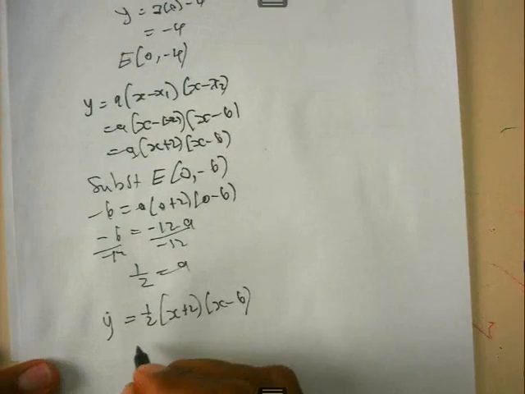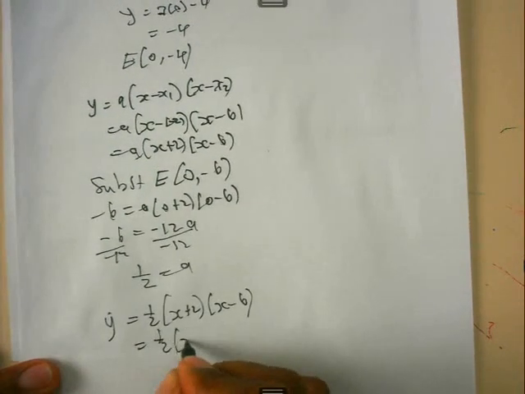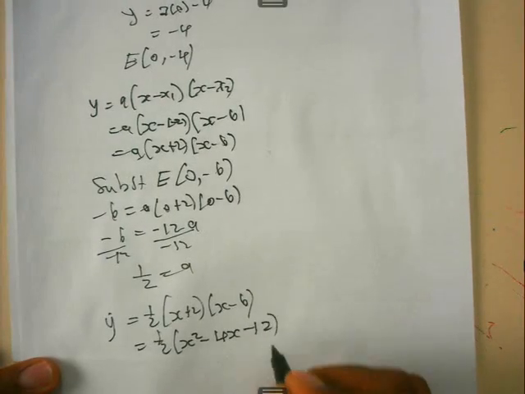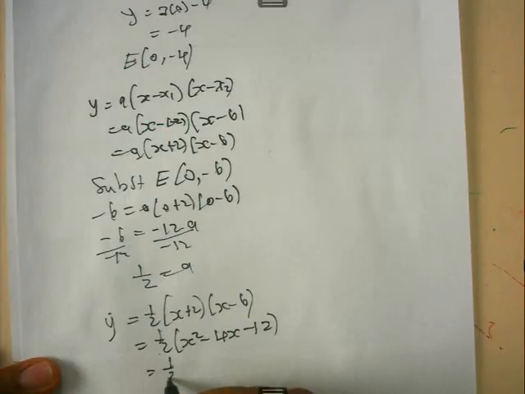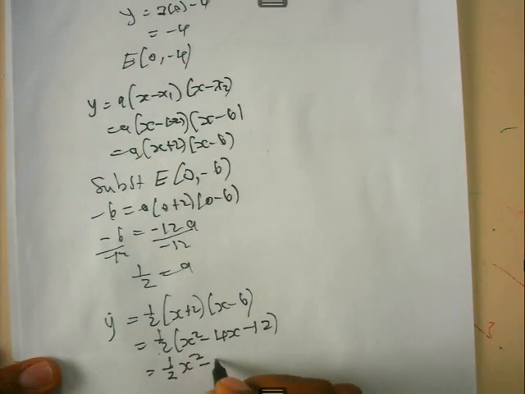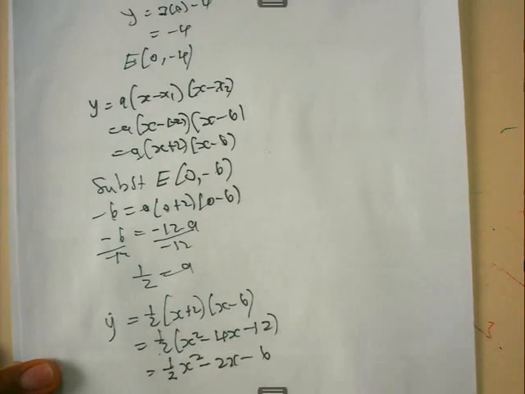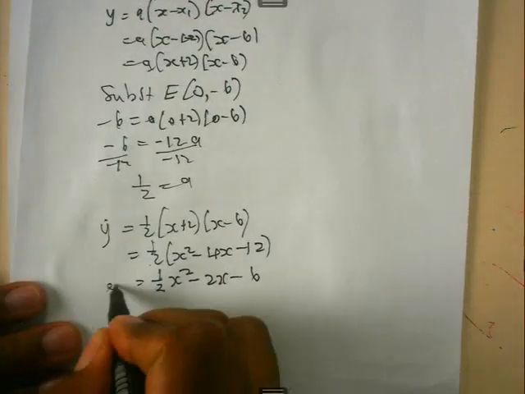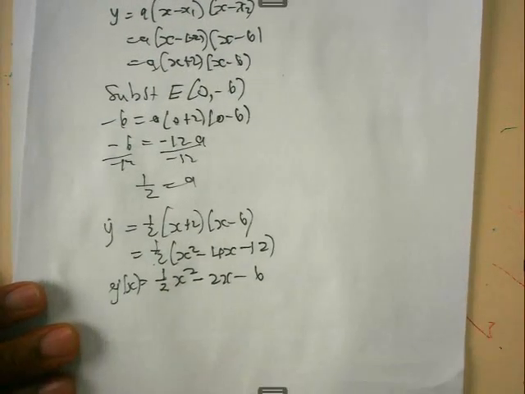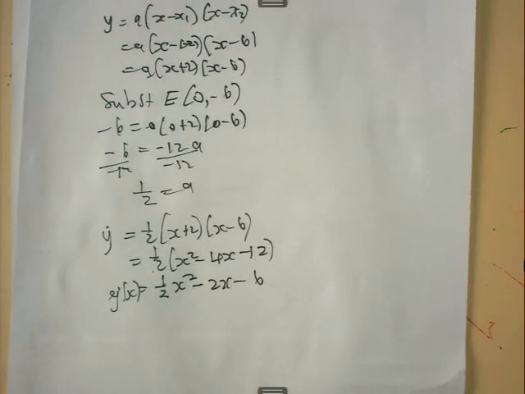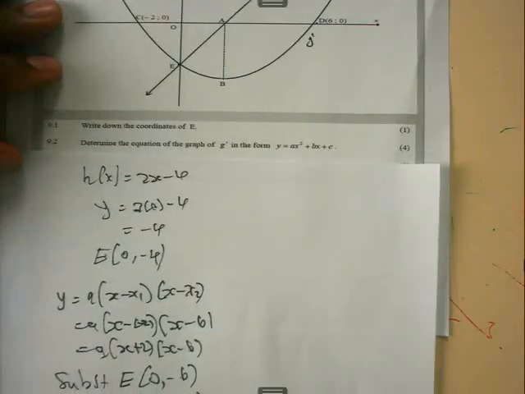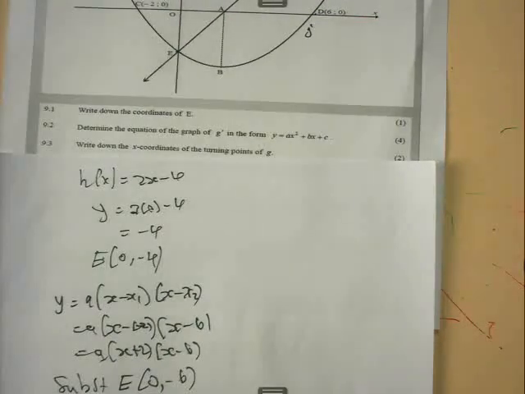Then you multiply the brackets and you get x squared minus 4x minus 12, multiply by half, then you have half x squared minus 2x minus 6. Right, boys and girls, now this one will be the equation, that is g prime of x, which is the derivative of g. It's very important you can get something like this one in the paper. Right now, write down the x-coordinate of the turning point of g.